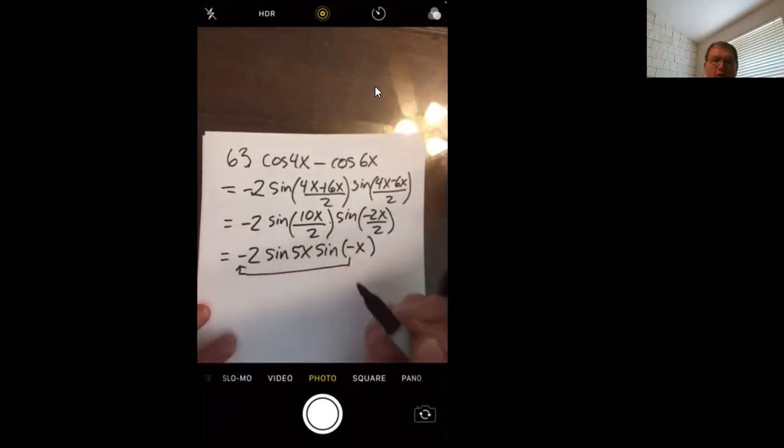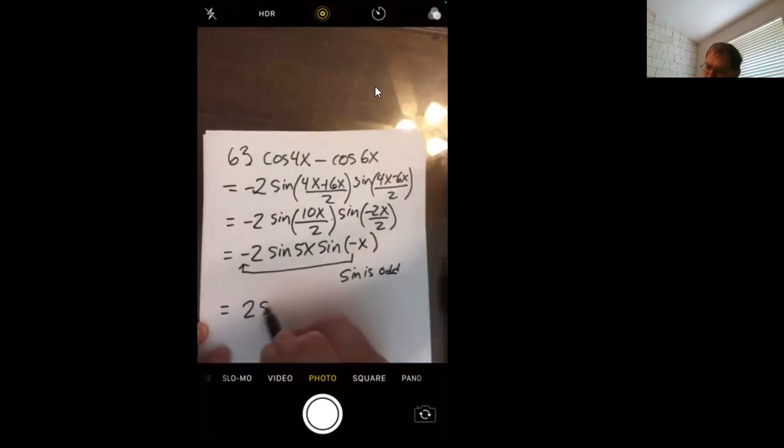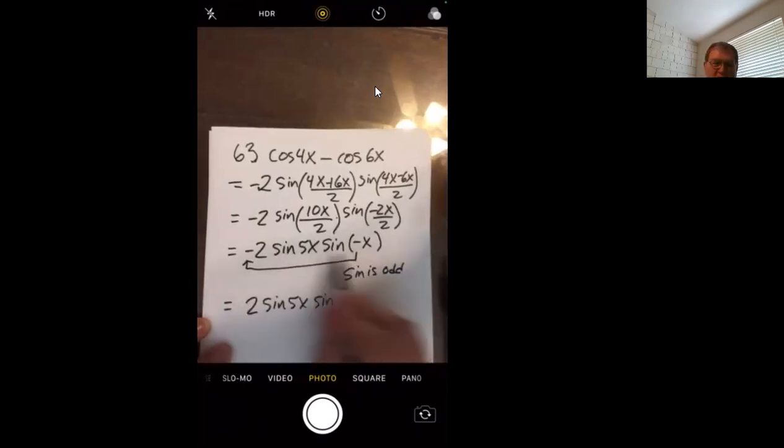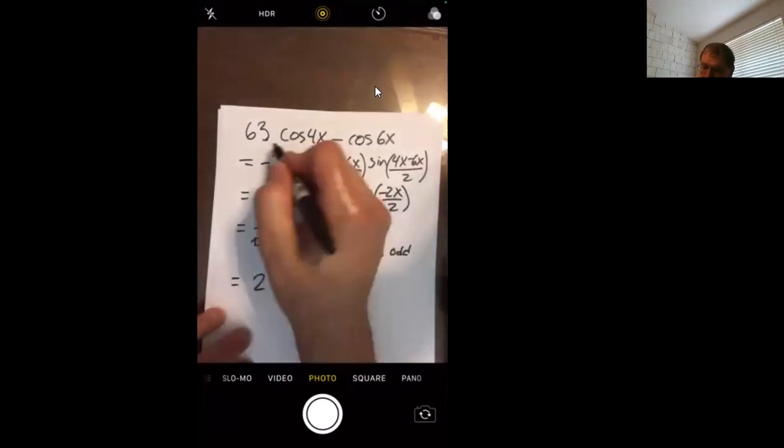Again, this would come out, sine is odd. Positive 2, a sine of 5x, a sine of x. I wouldn't mark this wrong if the book shows this is where they're getting it.